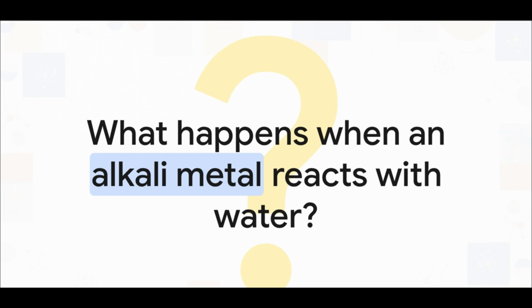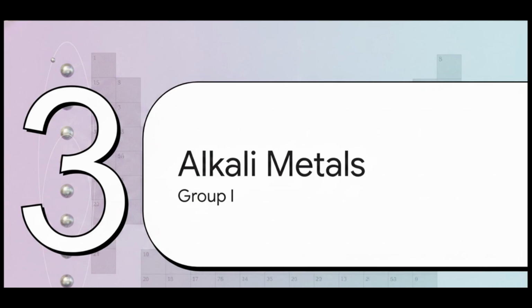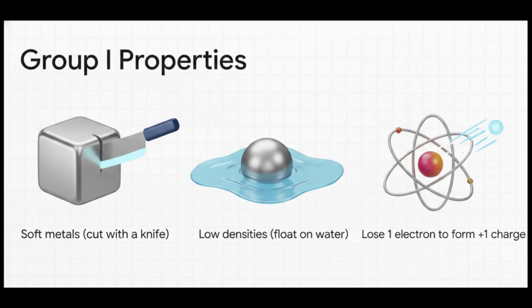Let's see what happens. Section 3, Group I Alkali Metals. Over on the extreme left edge of our map, we find Group I, the alkali metals. We're talking lithium, sodium, and potassium. Now, when you hear the word metal, you probably think of something heavy, hard, and indestructible, right? Not these guys. Group I metals are total rule breakers. They are incredibly soft. You can literally slice right through them with a butter knife. They also have such unusually low densities that they will actually float on water.